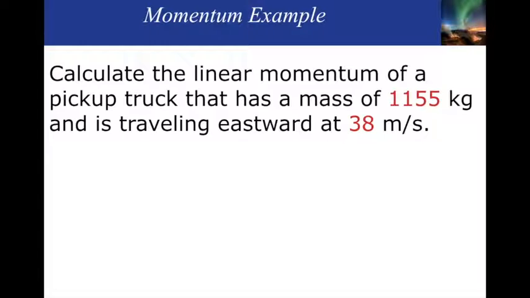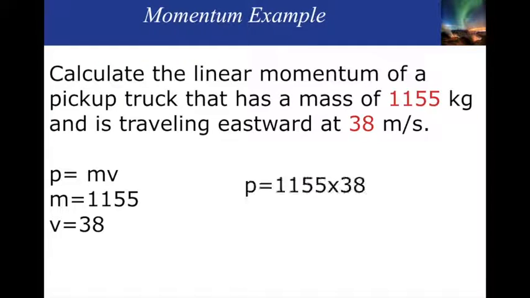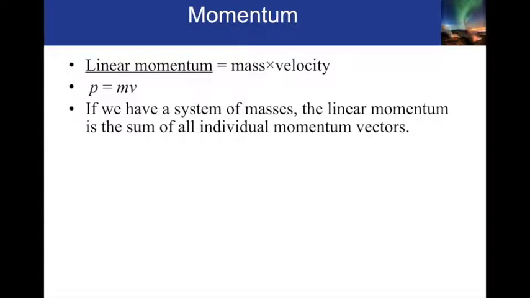For example, calculate the linear momentum of a pickup truck that has a mass of 1,155 kilograms and is traveling eastward at 38 meters per second. First we have the formula, momentum equals mass times velocity. The mass is 1,155 and the velocity is 38. We plug those in and get 1,155 times 38, which is 43,890 kilogram meters per second. So again, linear momentum is mass times velocity.